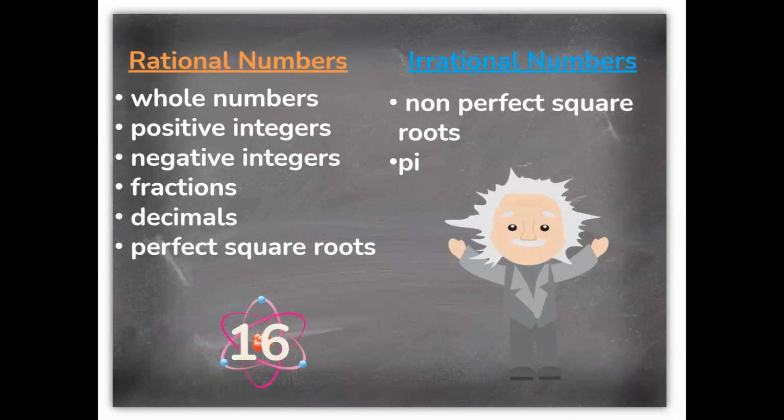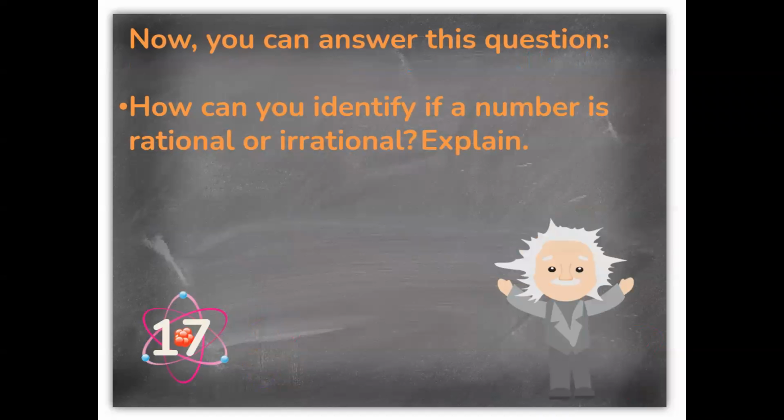And so here's a breakdown of what you're looking for in each category. So rational numbers, we work with whole numbers, positive integers, negative integers, fractions, decimals, and perfect square roots. For irrational numbers in 8th grade, we just focus on non-perfect square roots and the number pi. So hopefully you understand the difference between those two. There's a couple of different ways you can identify what the number is. So let's talk about that.